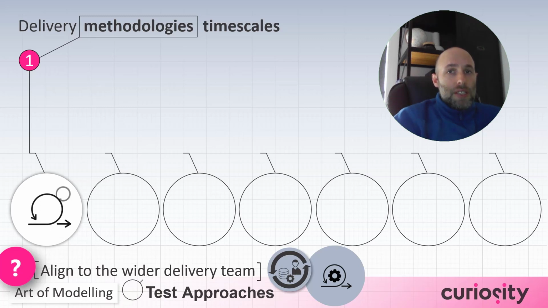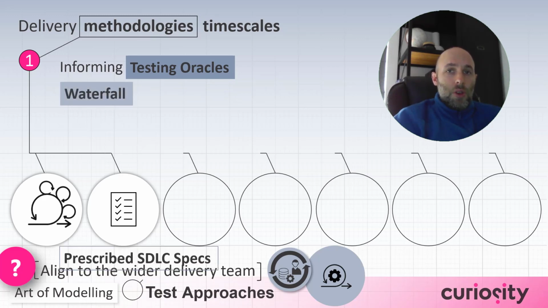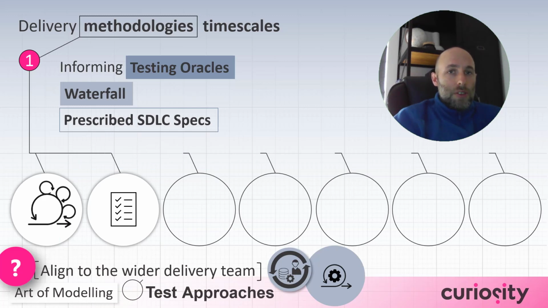It's important to understand this so you can shape your test approach to complement the ways of working within the wider delivery team. Where are you going to get your testing oracles from? Within a waterfall project, it's far more likely that a prescribed SDLC with defined document outputs like specifications will form a lot of the understanding of how the system should work and what needs to be tested.